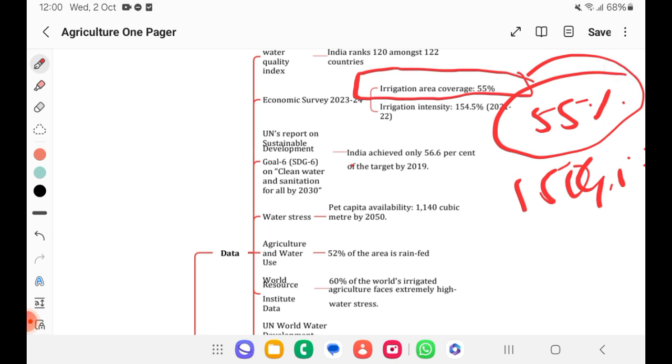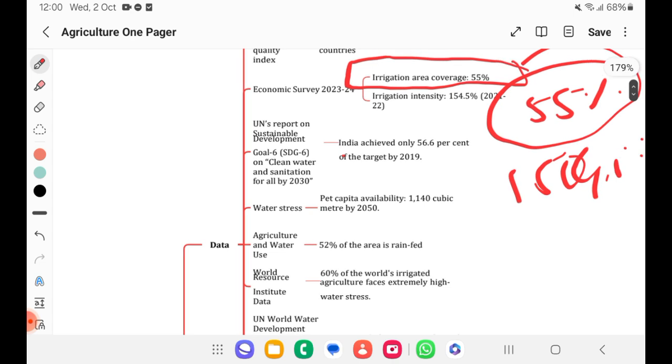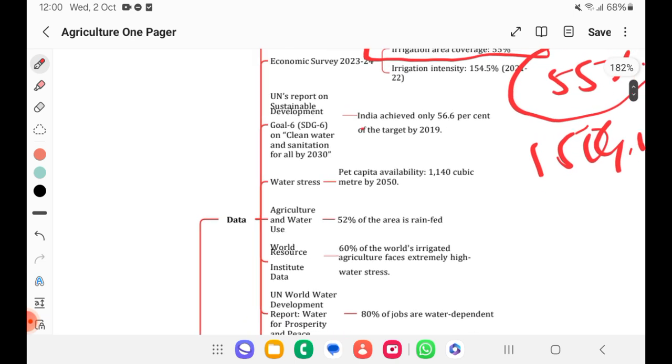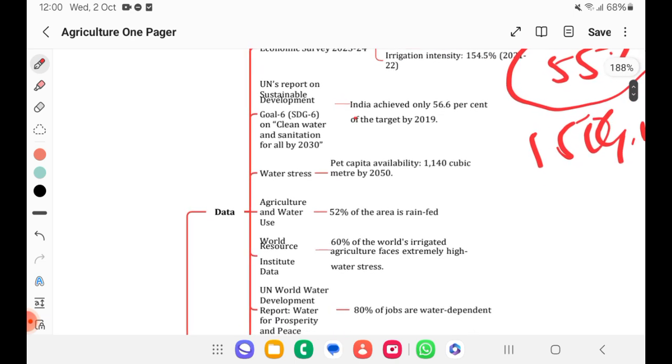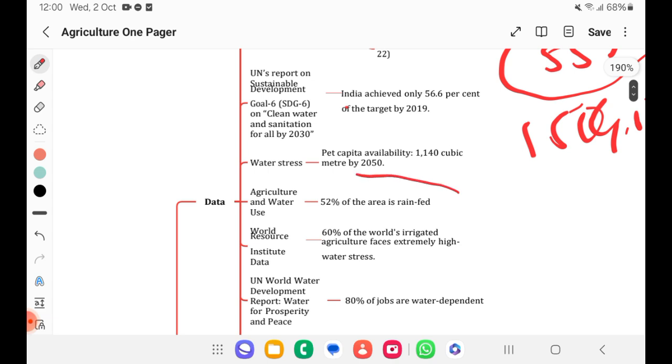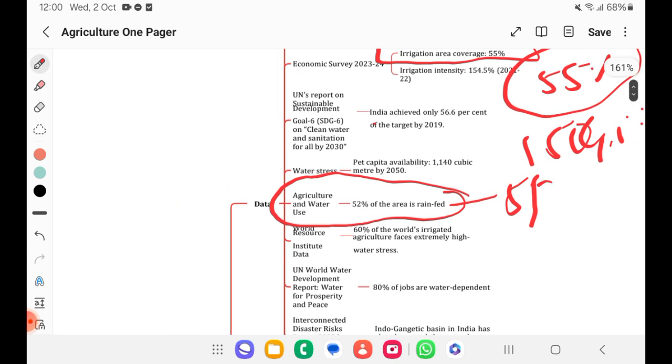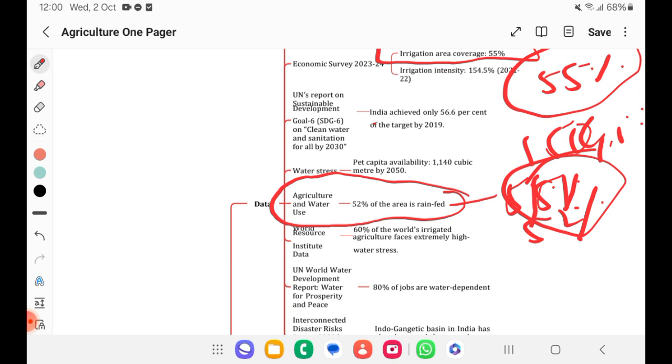So then we see water stress. Per capita availability is 1140 cubic meters by 2050. In agriculture and water use, about 52% of the area is rainfed and about 55% is irrigated. We can say half of it is irrigated and half is rainfed.